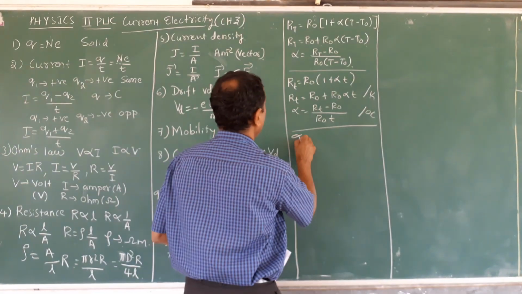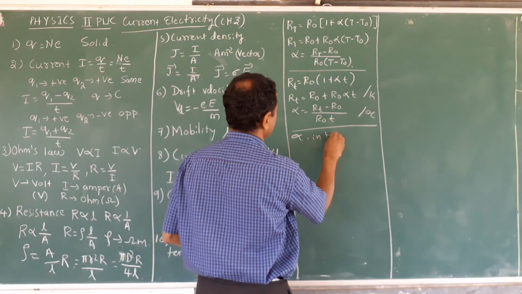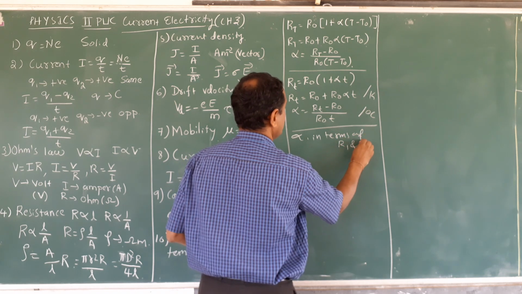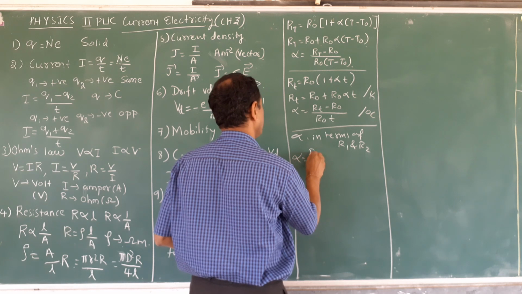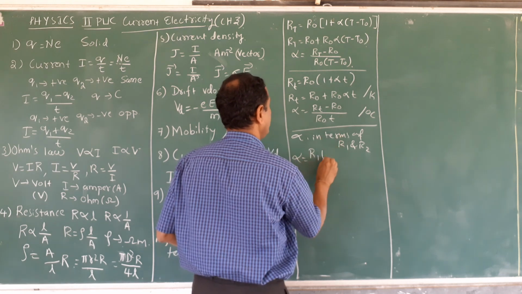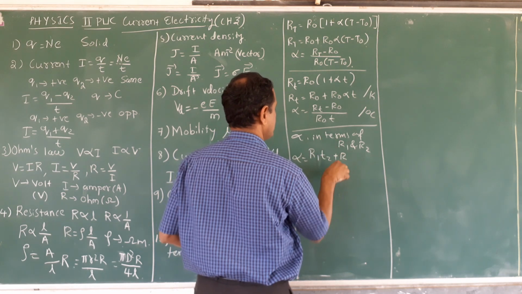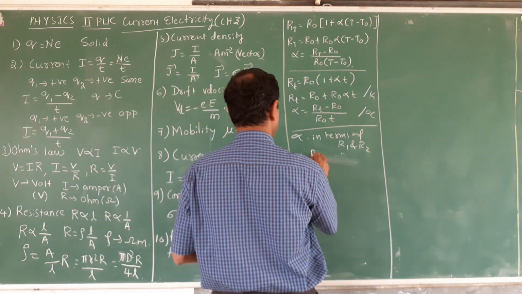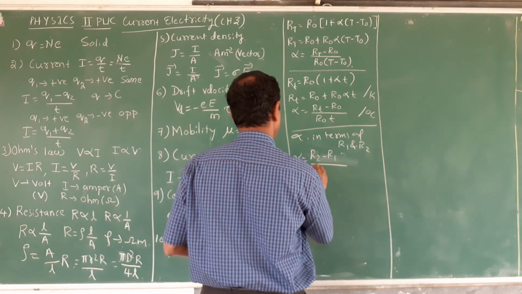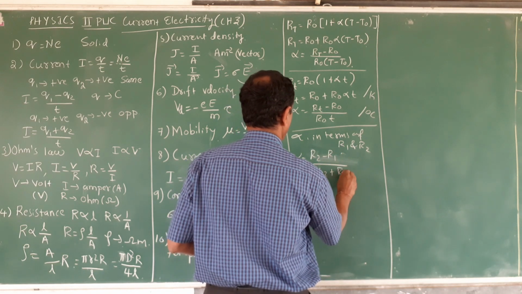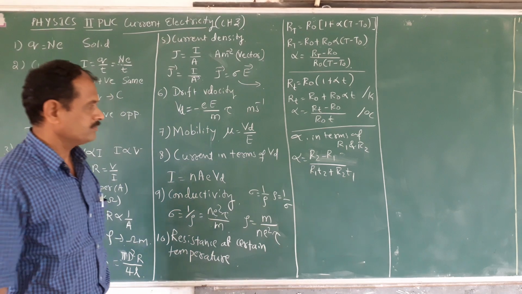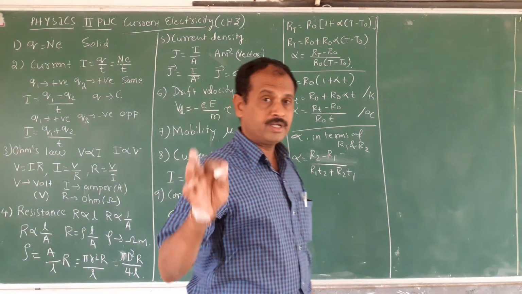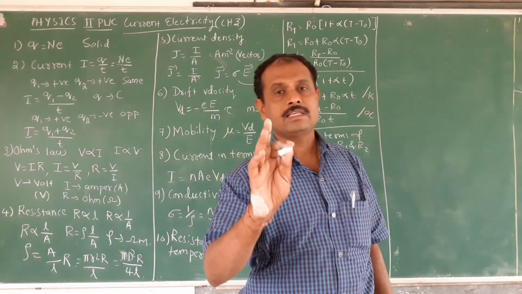Alpha in terms of R1 and R2 resistances: alpha is equal to (R2 minus R1) divided by (R1 T2 minus R2 T1), per degree Celsius. This is in terms of two resistances. Here temperature should be measured in Celsius only.